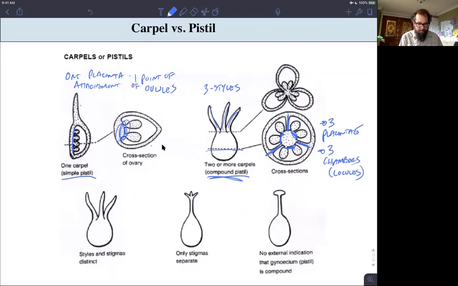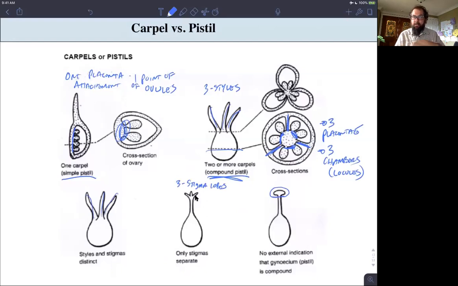And so we might see that these styles and stigmas are separate, like I just showed you. Or we see that maybe the style is united together and instead I have 3 stigma lobes. And that's another indication that this came from 3 carpels that were fused together into this 1 compound pistil. So I'm not always going to have external morphology. Sometimes these stigma lobes might fuse together into 1 capitate stigma. And so there's no external indication.